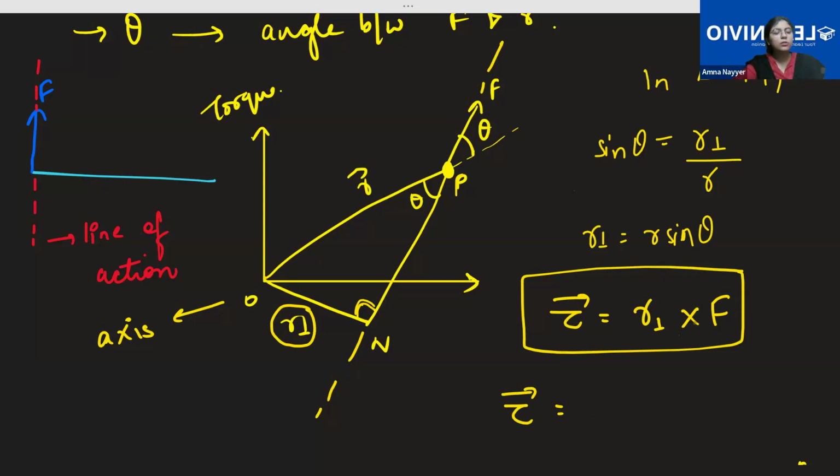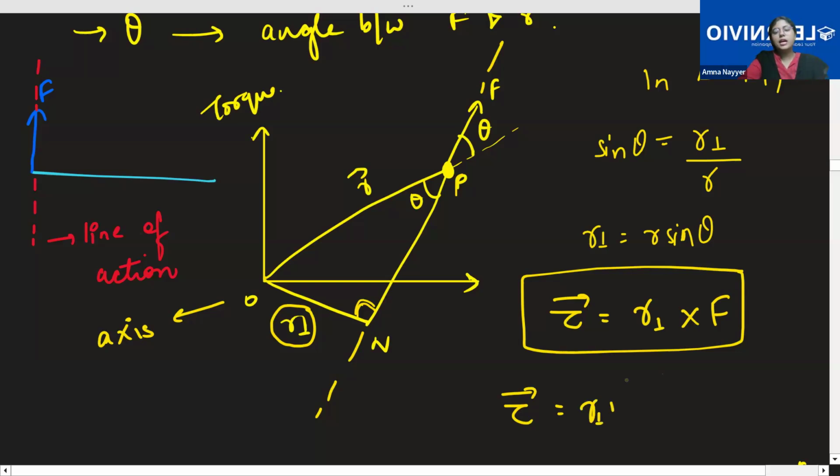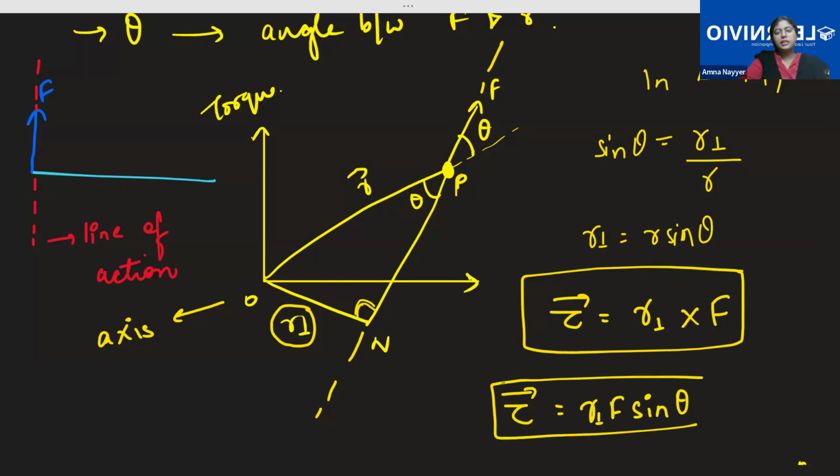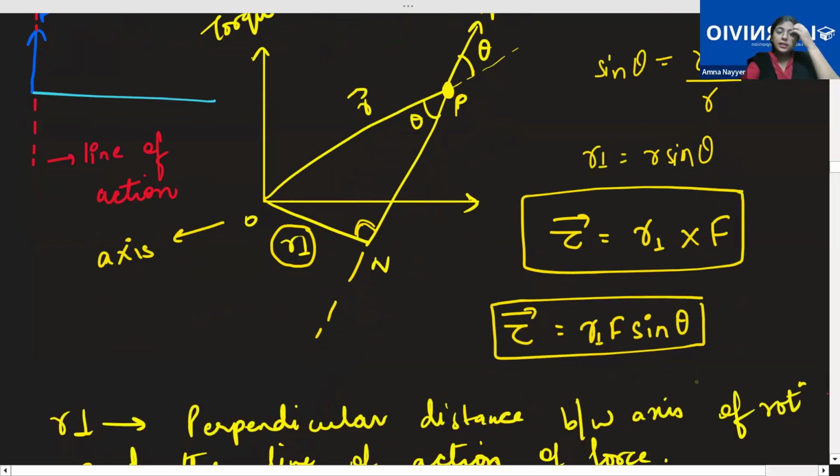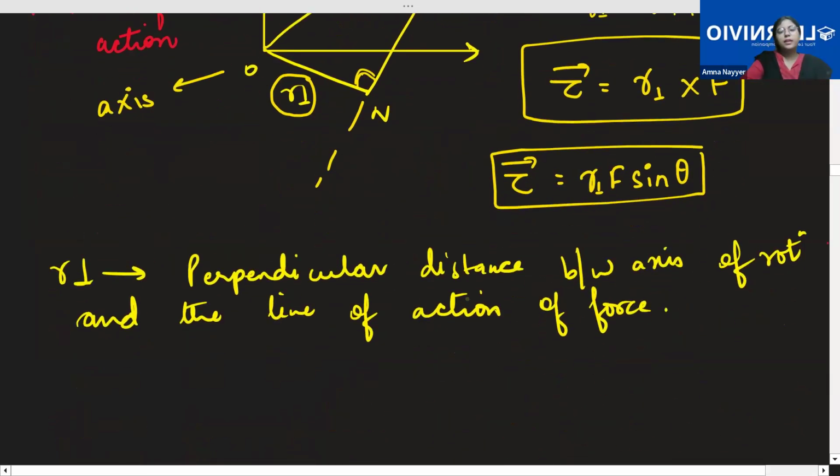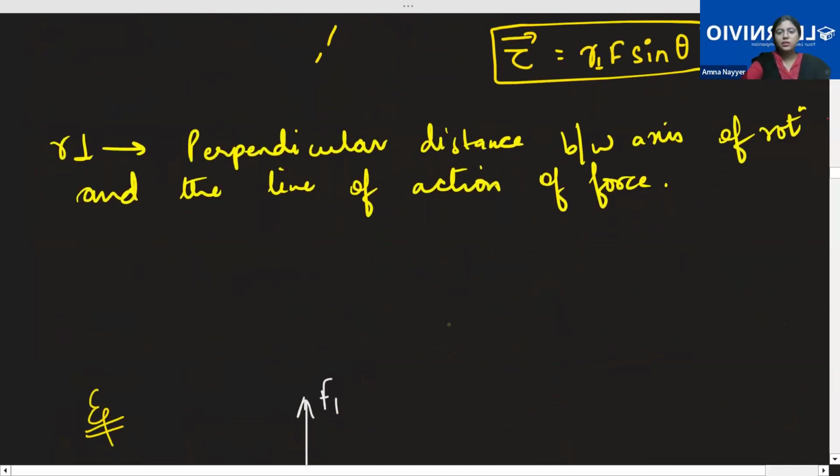A cross B is equal to AB cos theta. Yes, miss. AB sin theta. Cos will be there in dot product. So this will be RF sin theta. Okay. R perpendicular is the perpendicular distance between the axis of rotation and the line of action of force.